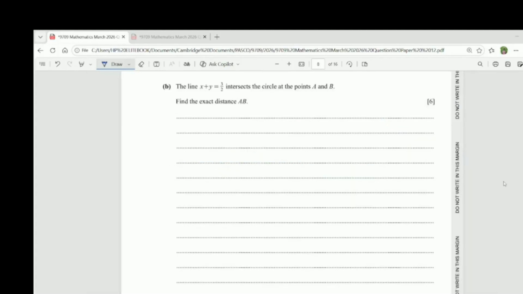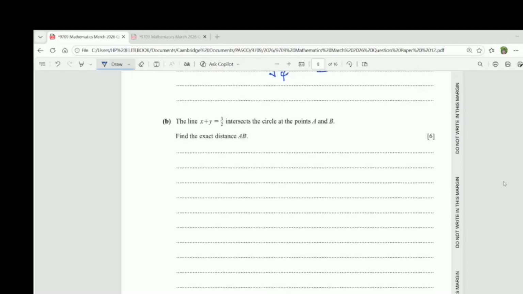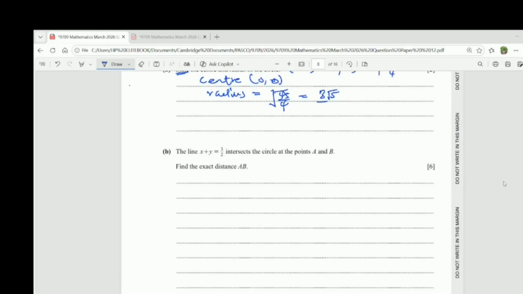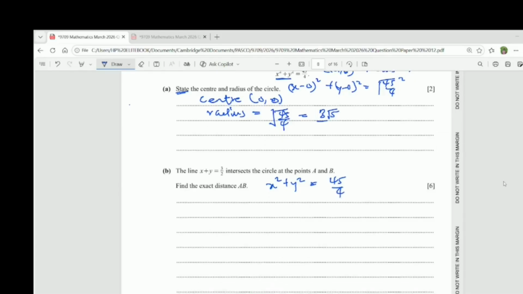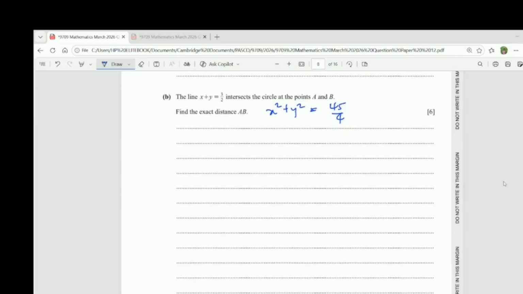We go to question number 6b. It says the line x plus y equals 3 over 2 intersects the circle at the points A and B. Find the exact distance. So the circle's equation was given as x squared plus y squared equal to 45 over 4. What we're going to do is make x or y the subject in the line's equation and then substitute that into the circle's equation, and we're going to get a quadratic in x or y. Find those values of x and then find the corresponding values of y.